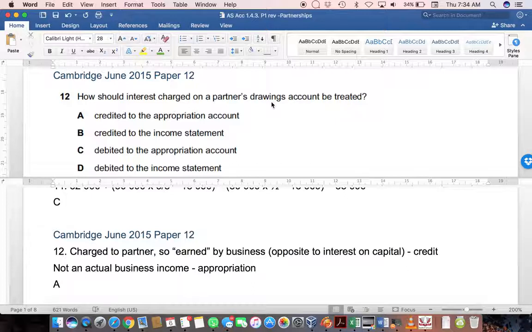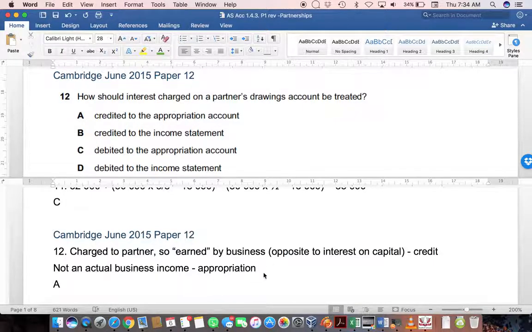So what happens is that, in a sense, the business is earning this money. It's not a business income. It won't go on the face of the statement of income. But if you try and think of it as being sort of earned by the business, as opposed to where the business will pay, in effect, interest on capital, that will help you to understand that you will need to credit the account. But now, because it is not an actual business income, it is simply a way of dividing up the profits. It will go in the appropriation account.